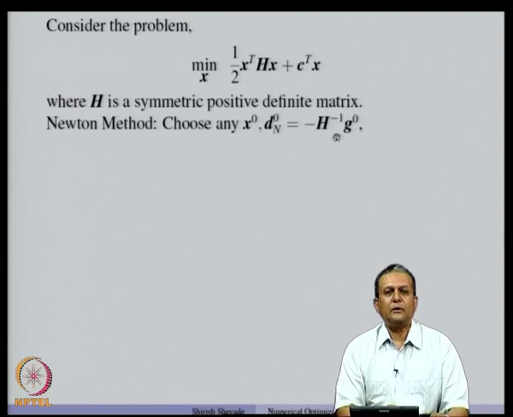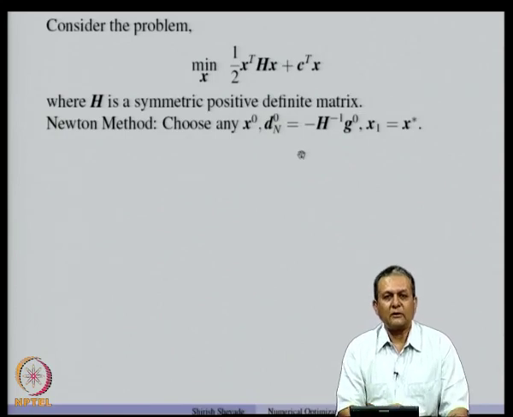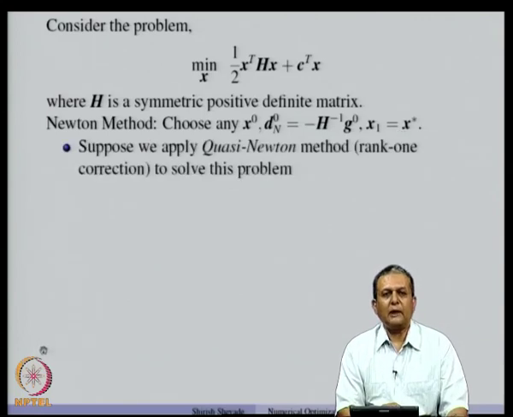And if we use exact line search, then what happens is that in the next iteration, we get x star. So, starting from any point for a convex quadratic function, the Newton method gives the solution in one step. We have seen this result earlier. So, we get x1 equal to x star. Now, let us see what happens when we apply the Quasi-Newton method with a symmetric rank 1 correction to solve this problem.